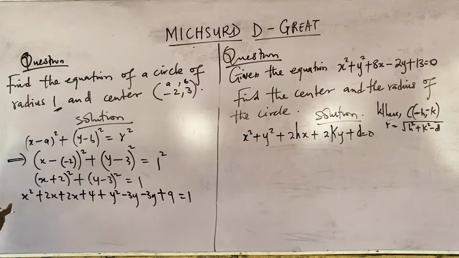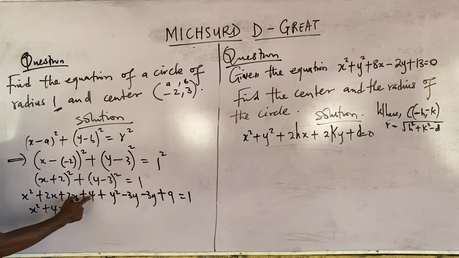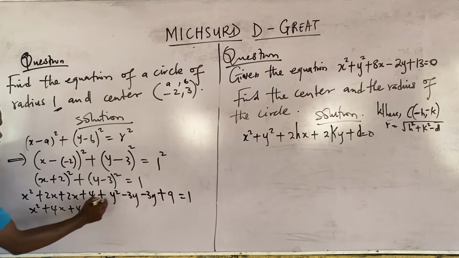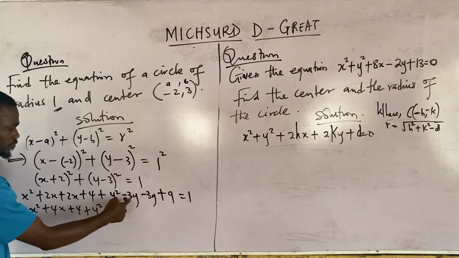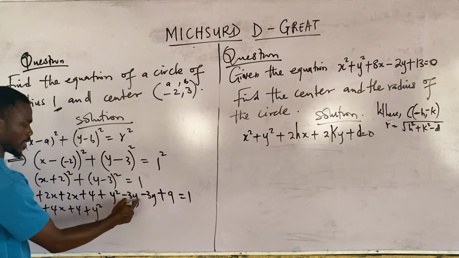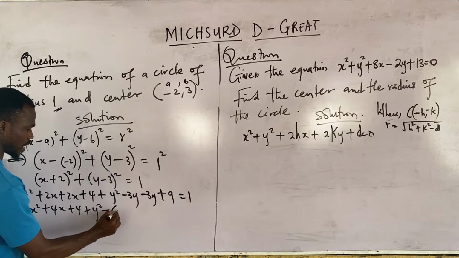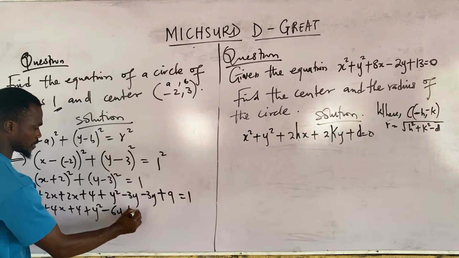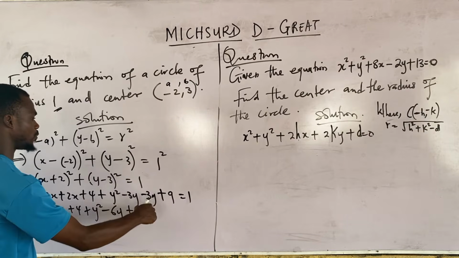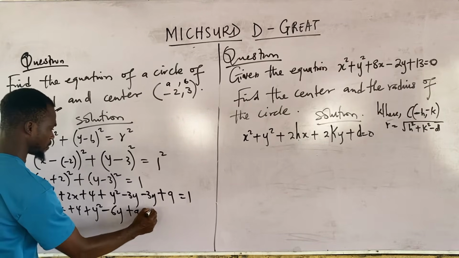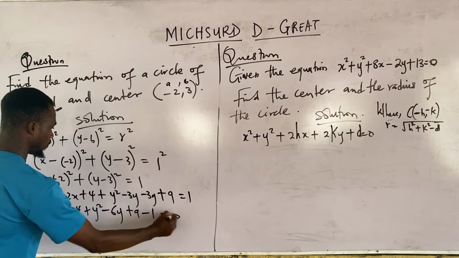We are going to solve this with the form here. 2x plus 2x will give us 4x. Then we have plus 4. Now plus y². We also have -3y minus 3y, which will give us -6y. Then plus 9. I want to move my 1 over to this place. It becomes -1 equal to 0.